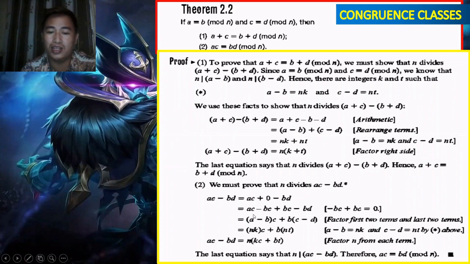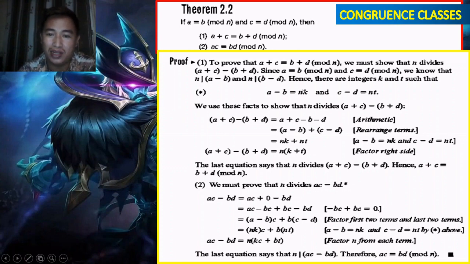So we started with AC, and to form A minus B, we need to factor out C. That is why we put minus BC, and then plus BC so that it becomes 0. Okay. A minus B times C, and then B is common, so B times C minus D. Now C minus D has been formed.